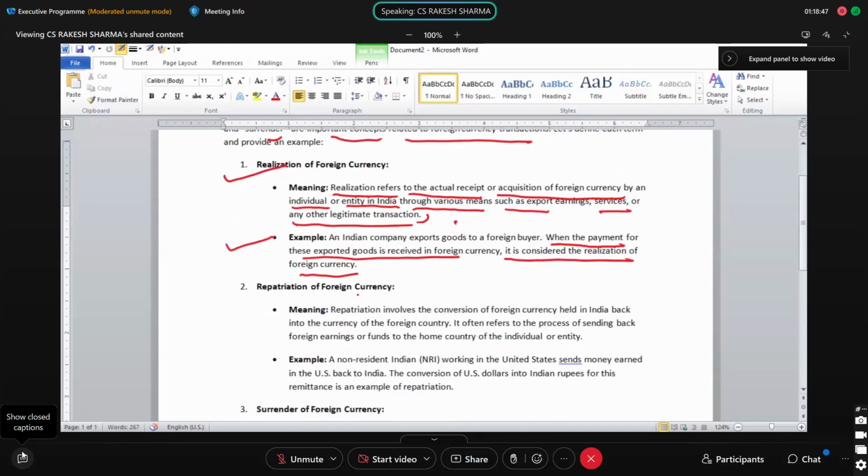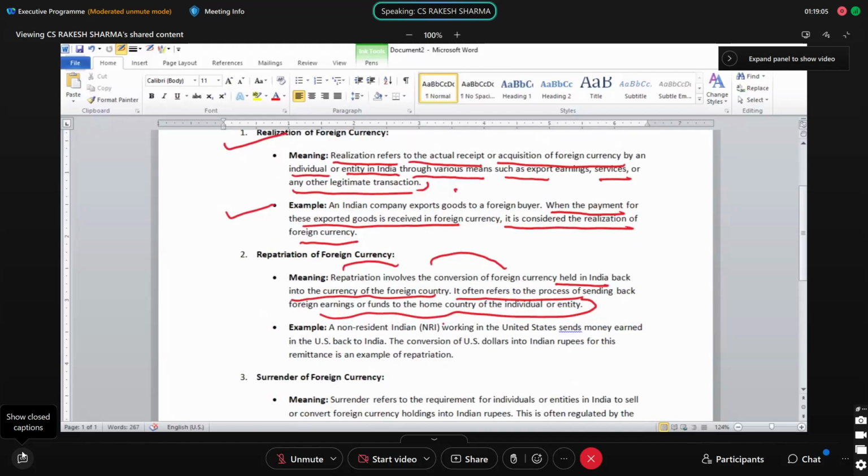Meaning of repatriation. Repatriation involves the conversion of foreign currency held in India back into the currency of a foreign country. It often refers to the process of sending back foreign earnings or funds to the home country of the individual or entity. Example here: a non-resident Indian working in the United States sends money earned in the US back to India. Now, the conversion of US dollars into Indian rupees for this remittance is an example of repatriation.